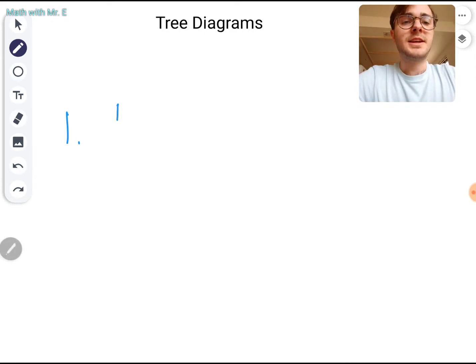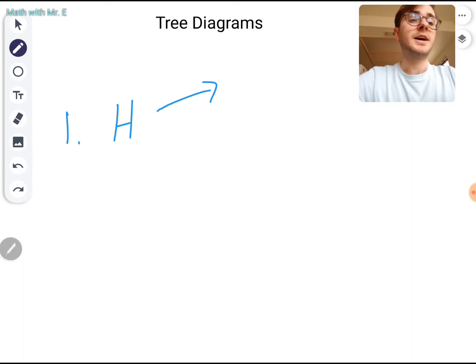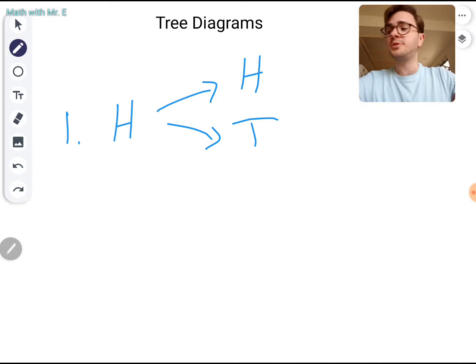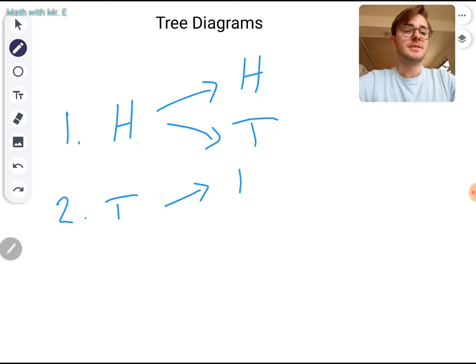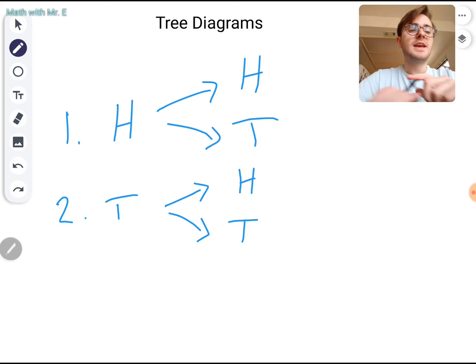So it's possible that I flip heads on the first flip, and then the second time I could flip heads again, or the second time I could flip tails. It's also possible that I could flip tails first and then flip heads on the second one, or flip tails on the second one. So this here is a tree diagram, and the far right side shows us that there are 4 total possible outcomes.